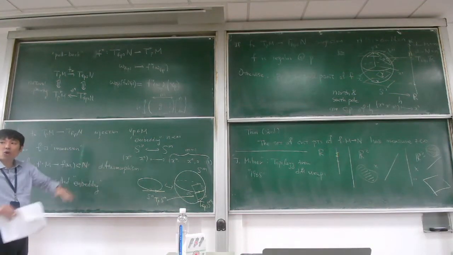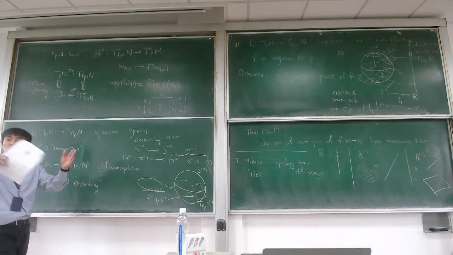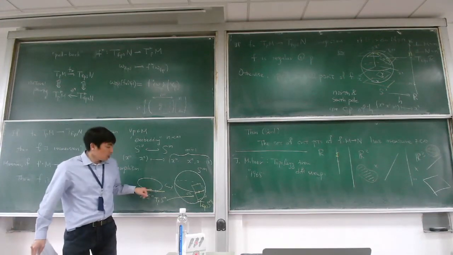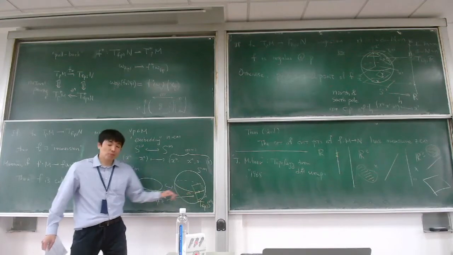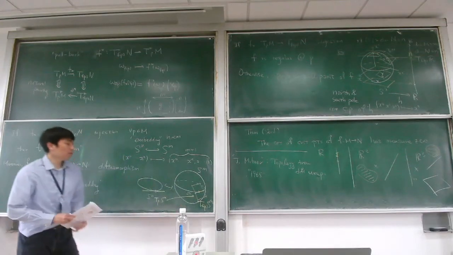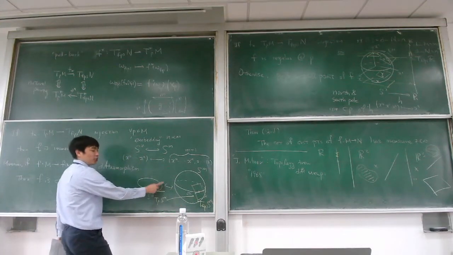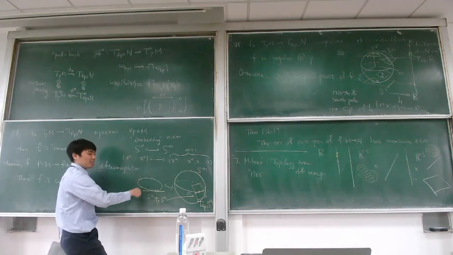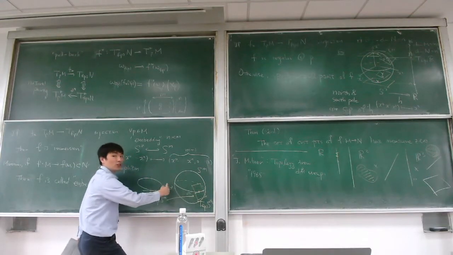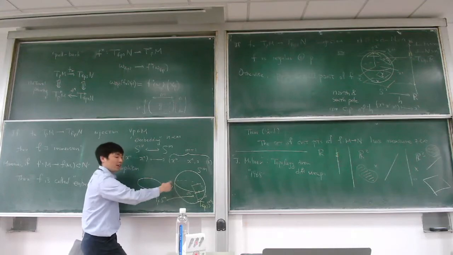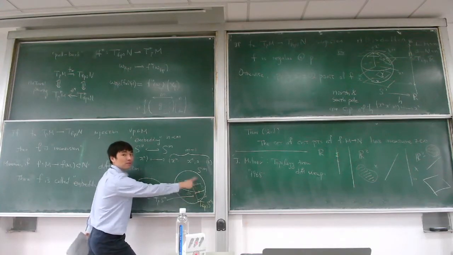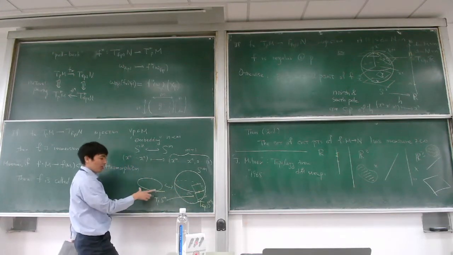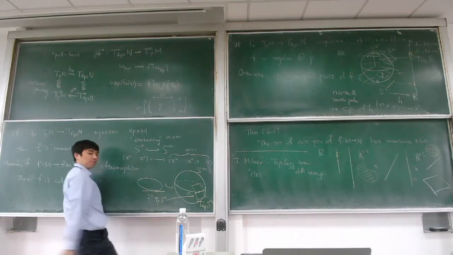Okay? It's contained. Injection means contained. Subspace. And then furthermore, this circle is diffeomorphic to this circle. Okay? The image is the same. Image is the same.